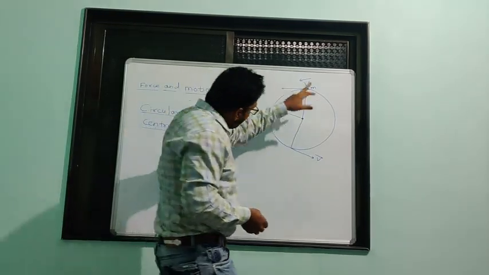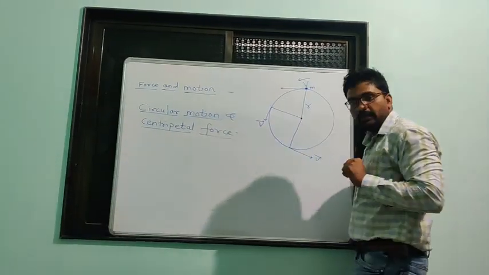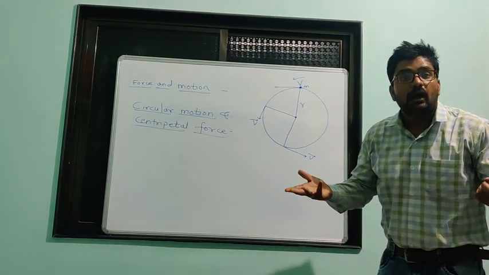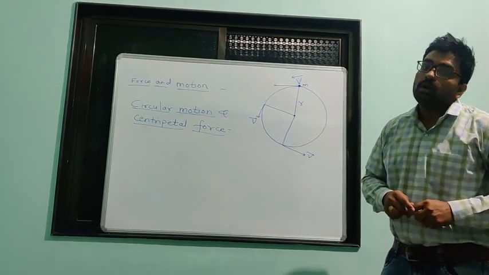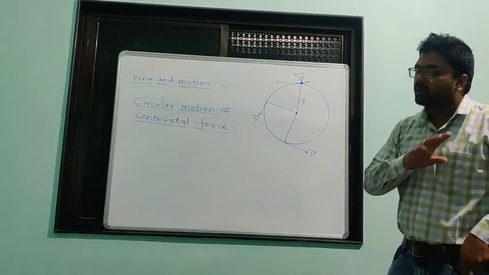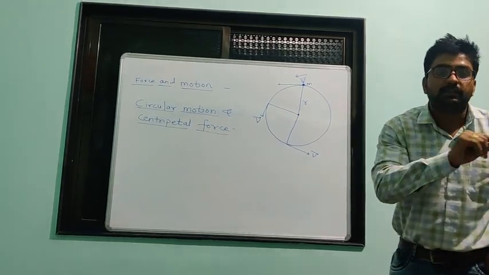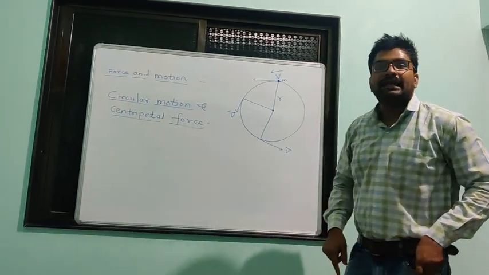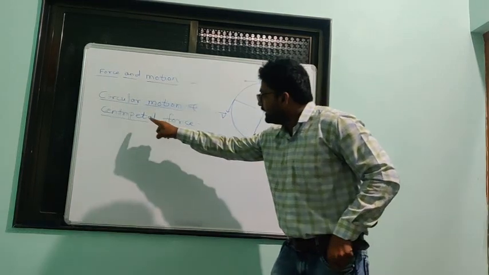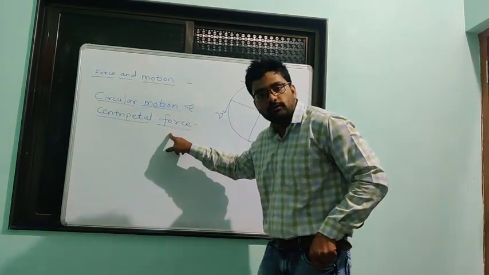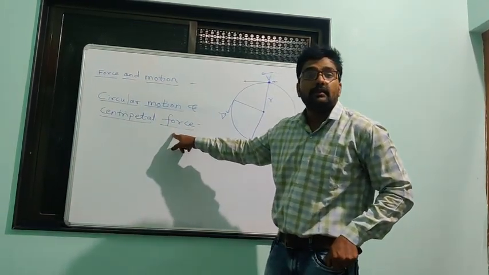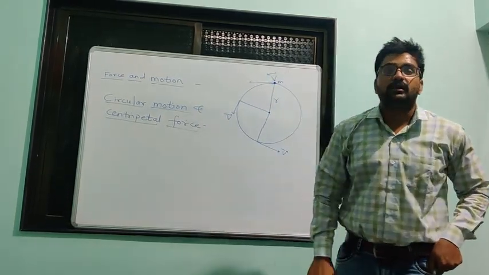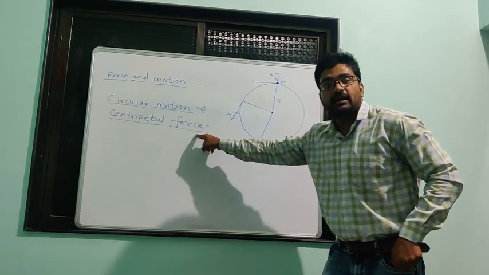But here motion also takes place, and here also force is required. Then how does that force come? So always remember that in circular motion, one force is responsible for the circular motion of an object, and that force is called the centripetal force.